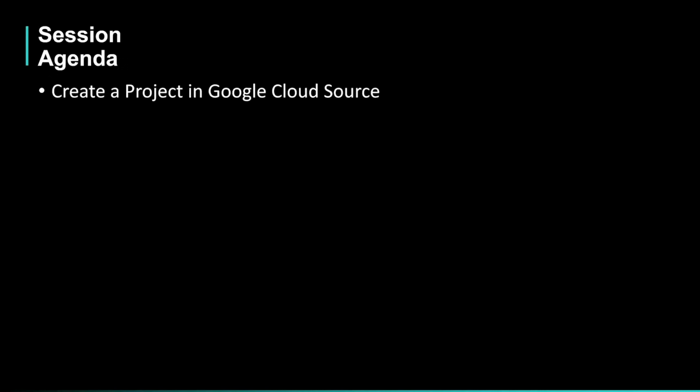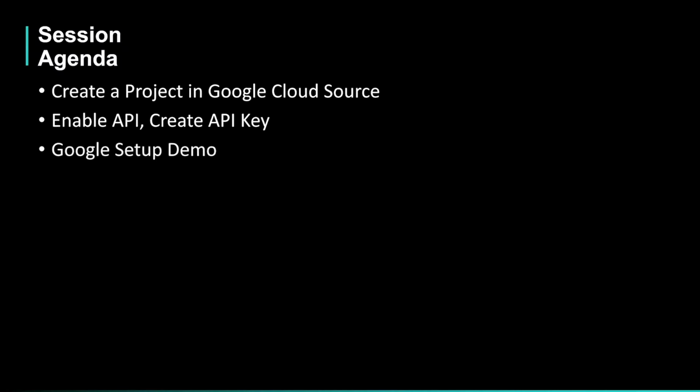Okay, our agenda. We'll start by creating a project in Google Cloud Source. After that, we'll find the API we need. Then we will enable it, and we will create the API key, which will allow us access to the API itself. And we'll do a Google Setup demo to show that.